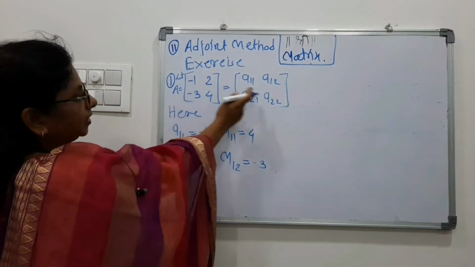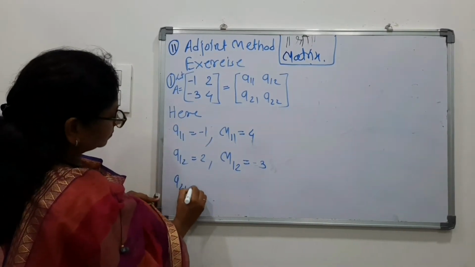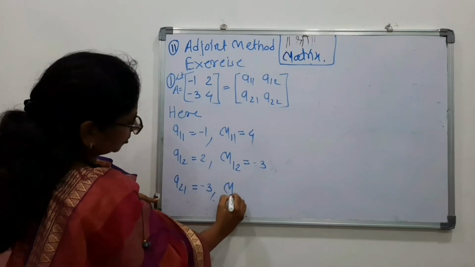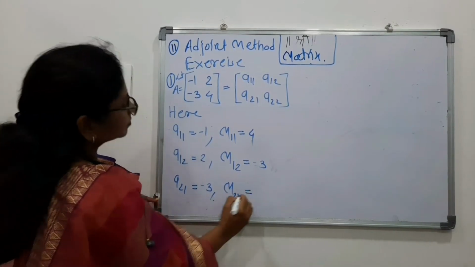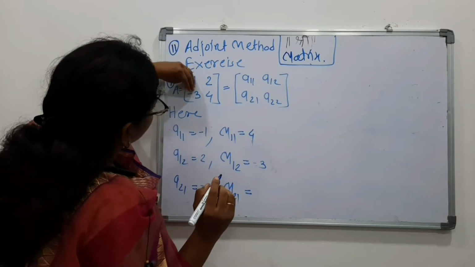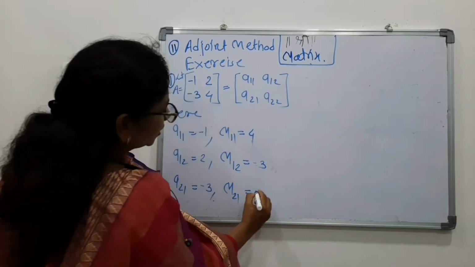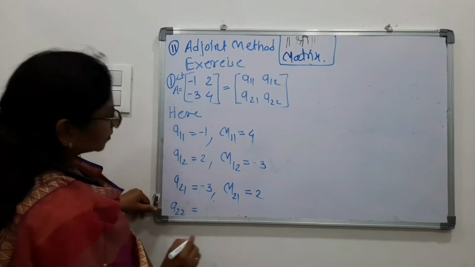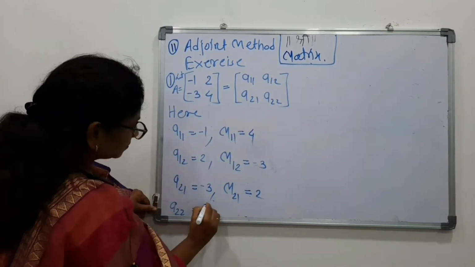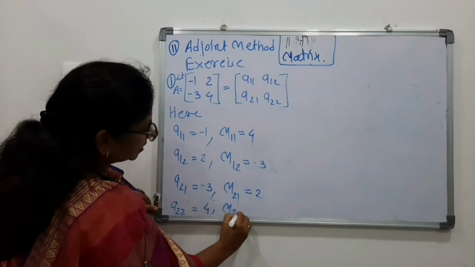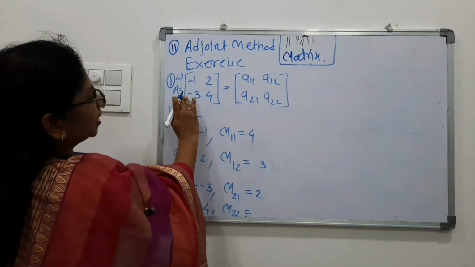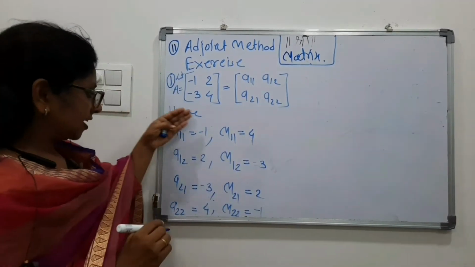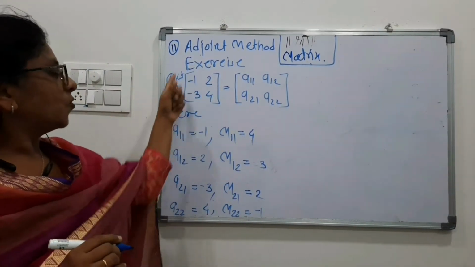Then a21. What is a21? -3. So the minor we will denote by M21. Now for -3, hide this column and this row, we get 2. And lastly a22. What is that? 4. So the minor we will denote as M22. Again hide this row and this column, that is -1. So these are the 4 minors of these 4 elements.